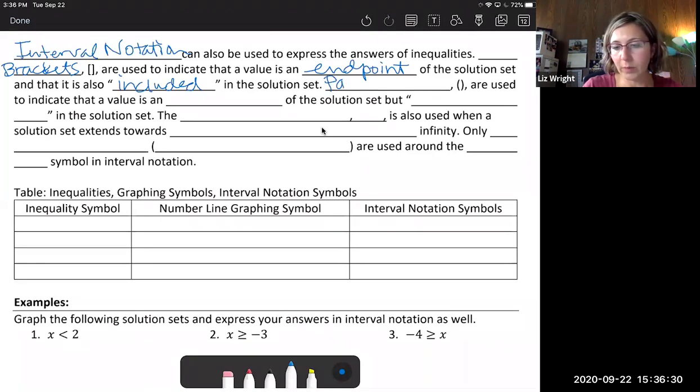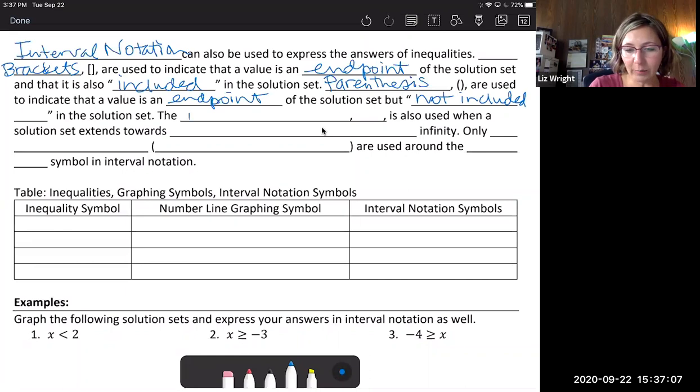Parentheses are used to indicate that a value is an endpoint of the solution set, but is not included in the solution set.